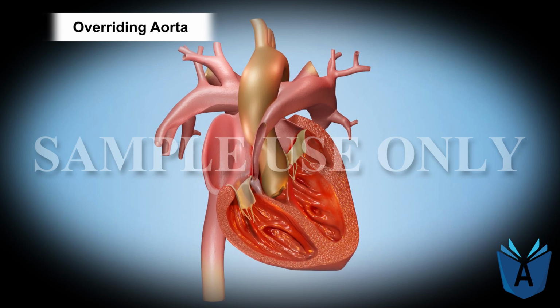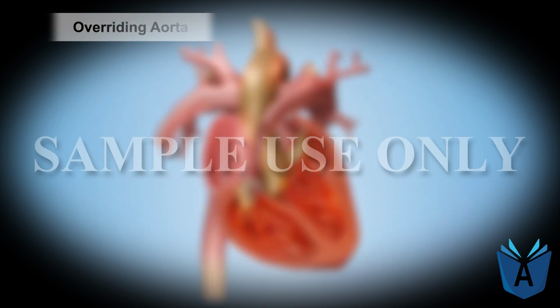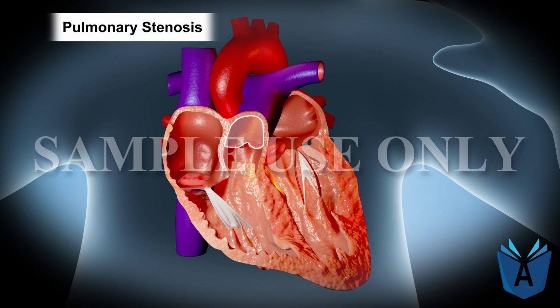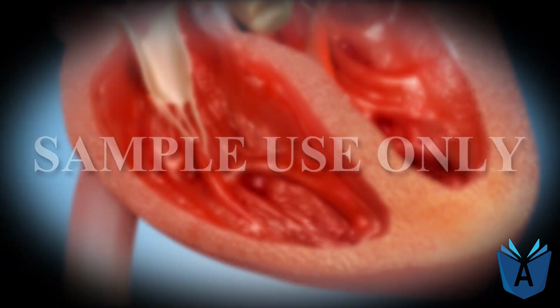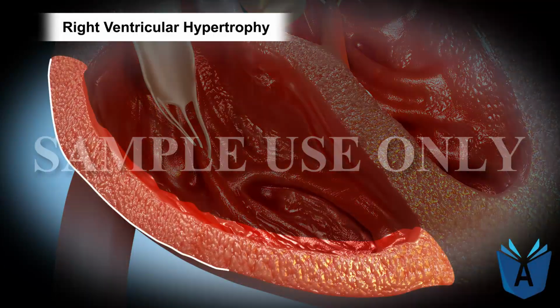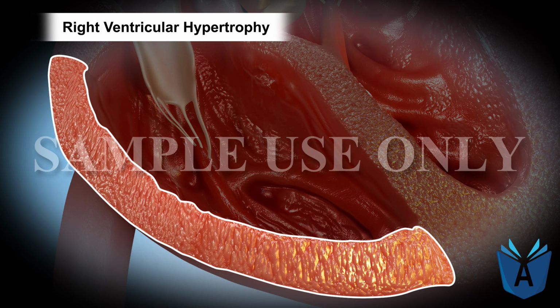This means the aorta is connected to both the left and right ventricles, instead of its normal attachment to only the left ventricle. In pulmonary stenosis, the main pulmonary artery is narrowed and the pulmonary valve doesn't open all the way. And right ventricular hypertrophy means the wall of the right ventricle is thicker than normal.